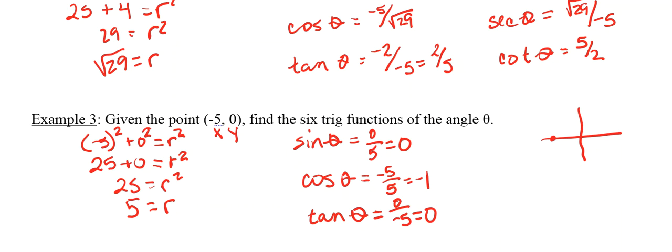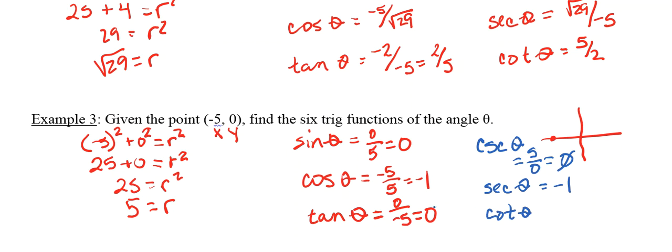Okay, now I'm going to do the reciprocals. Sine's reciprocal is cosecant. Cosecant means we're going to flip this upside down. If you flip 0 over 5 upside down, you get 5 over 0, which is undefined. Flip cosine upside down, we get secant. Negative 1 flipped upside down is still negative 1. Do cotangent by flipping 0 over negative 5. We have a similar scenario as we did to cosecant, so we end up with undefined. So 0 and undefined are reciprocals of each other.